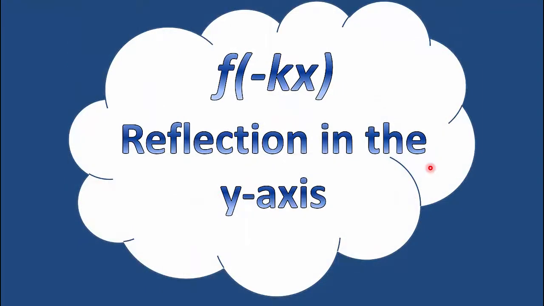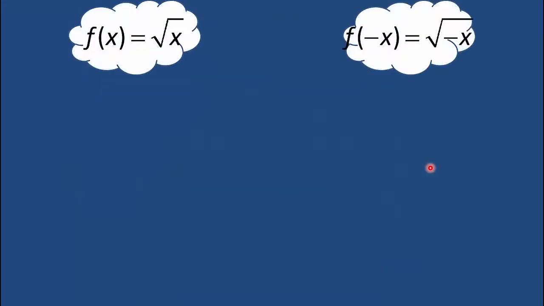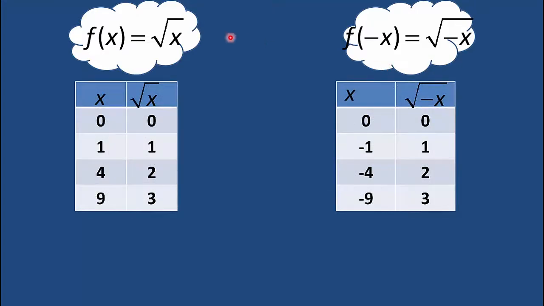Now, let's look at a reflection in the y-axis. And to do that, we'll change over to the square root function. Let's suppose that we've got f of x equals the square root of x. Now, f of negative x would be the square root of negative x. So, in other words, I'm looking at what happens when we have the square root of negative x versus the square root of x. Well, okay, here's x. Here's the square root of x. I may have said absolute value, I meant the square root. Sorry about that.